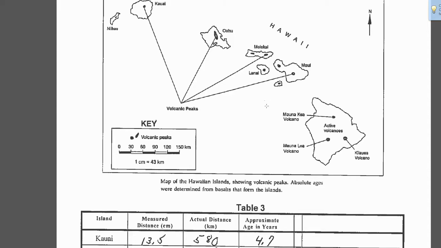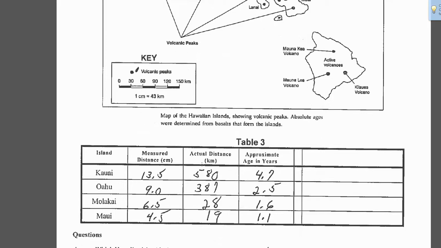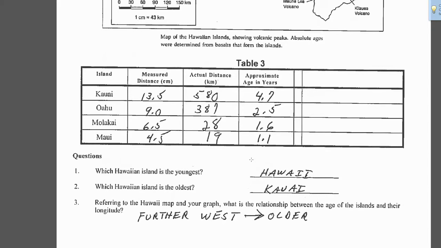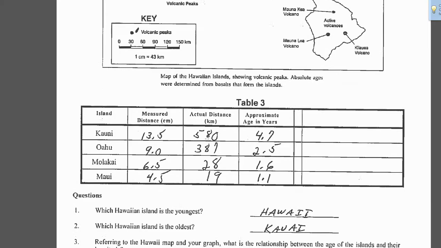This is the exact same problem we did on our activity sheet. So you get the distance, the approximate age in years, just write that from the previous data sheet you had. Which is the youngest? Well, if we look here, it's got to be the island of Hawaii.